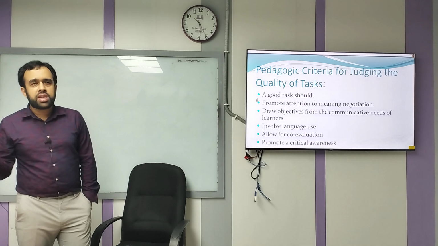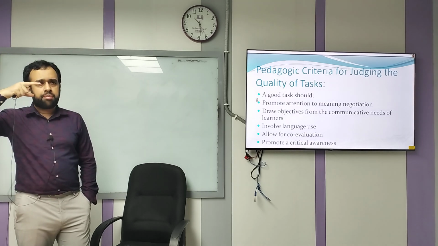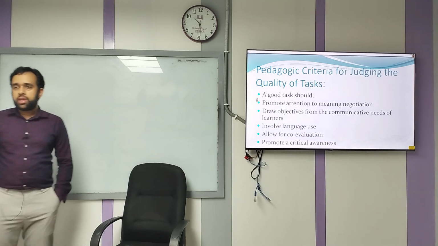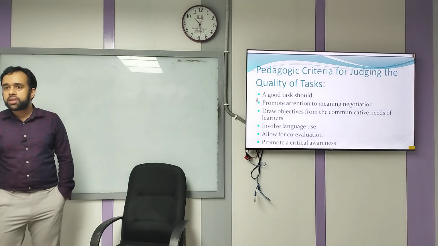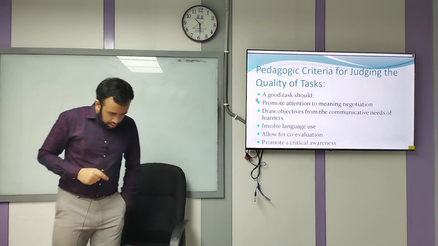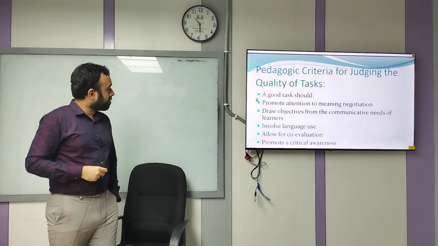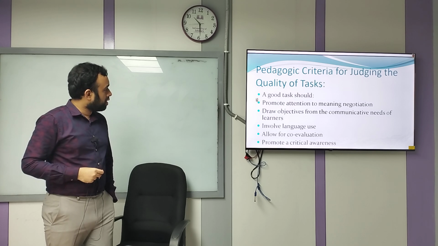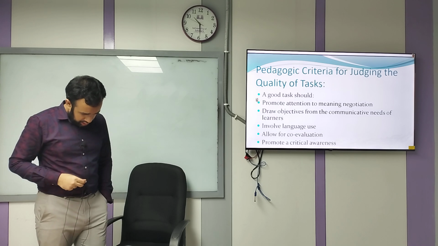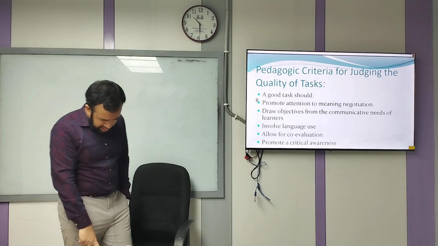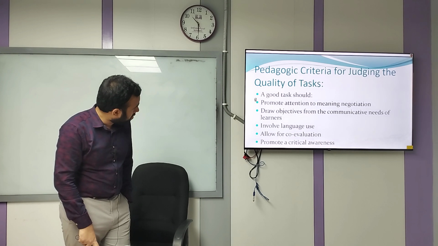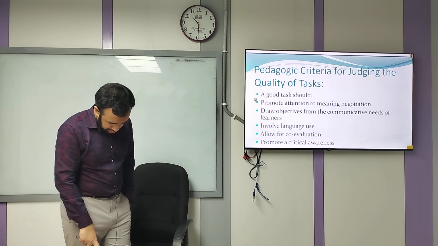So that is related to which method? Silent Way. Can you remember the Silent Way? In the Silent Way, learners have total freedom and they solve the problem on their own. Okay, then involve language use and draw objectives from the communicative needs of learners. Then in the book, there is a relationship to comparable real world activities. Task completion has some priority, critical awareness.